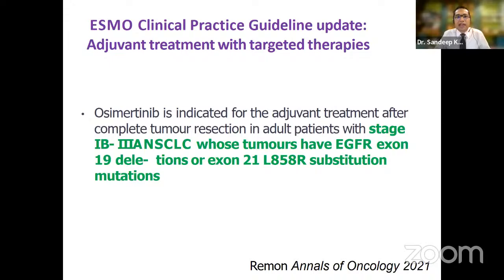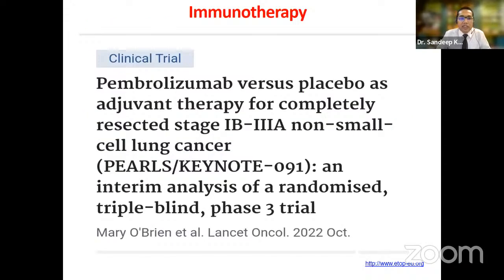So again, ESMO clinical guidelines clearly state that adult patients who have had a complete tumor resection, with stage 1B onwards and an EGFR mutation, whether it is DEL19 or exon 21 L858R, should be treated with osimertinib. So now we come to the recent topic that has been over the hotline for the last 1 to 2 years: whether to use pembrolizumab versus a placebo as adjuvant therapy for completely resected stage 1B to 3A NSCLC.